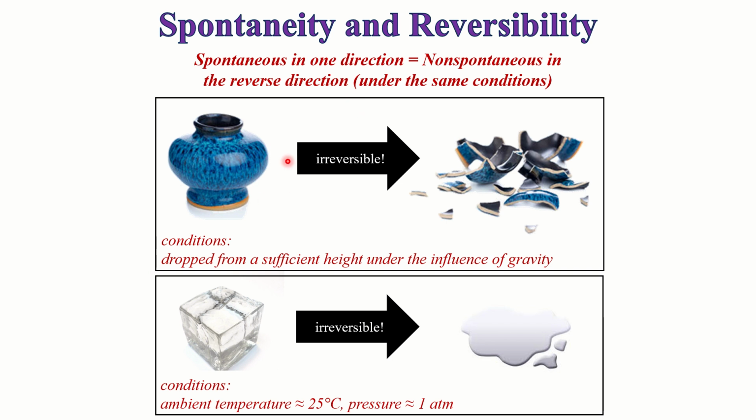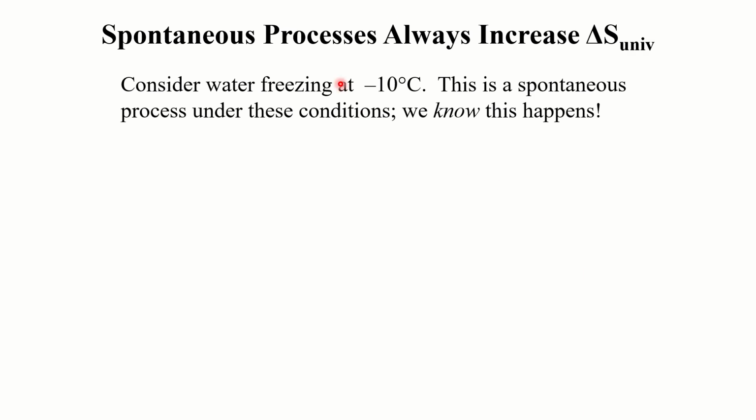Okay, so again, this process is spontaneous and it can also be considered irreversible under the same conditions. The vase will not magically put itself back together. We can't reverse time. Or ice. If you place ice out on the counter at 25 degrees Celsius and a pressure of 1 atmosphere, it will melt and turn into liquid water. And this is a spontaneous process, and importantly, it is an irreversible process under the same conditions. All right, so spontaneous processes, one thing to note about them is that they always increase the entropy change of the universe.